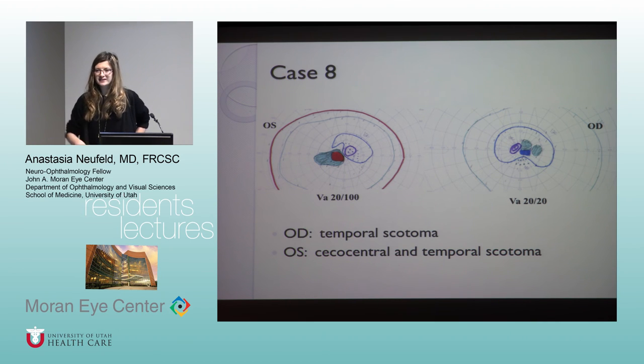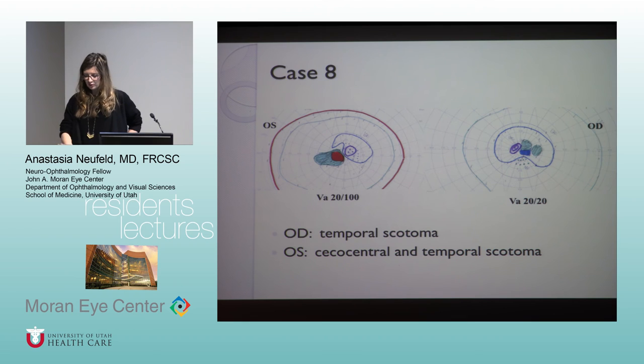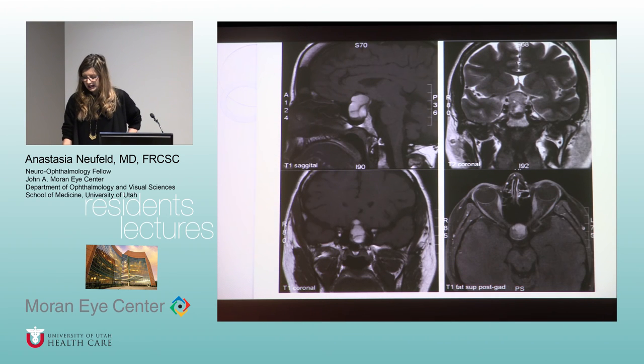It doesn't look like your classic superior wedge defect, but this is your junctional scotoma, which is maybe a little bit harder to pick out. You're not always going to see it described nicely and drawn in with the wedge defect, but this is your junctional scotoma. So this patient had a large sellar mass that was about 2.5 by 3.5 centimeters. It was elevating the optic chiasm, clearly compressing one of the anterior optic nerves.